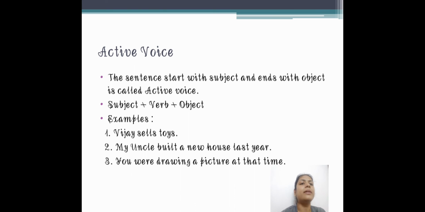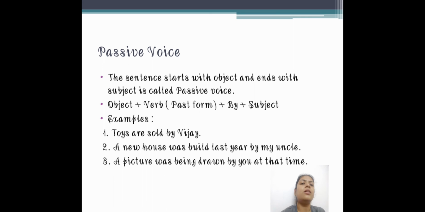Now a picture will come at the beginning of the sentence. A picture was being drawn. Now if we want to change a continuous tense sentence into passive voice, we have to remove ing and add the word being before the past form of the verb. The past form of draw is drawn. So a picture was being drawn. Was, because it is past continuous tense. So a picture was being drawn by you at that time.